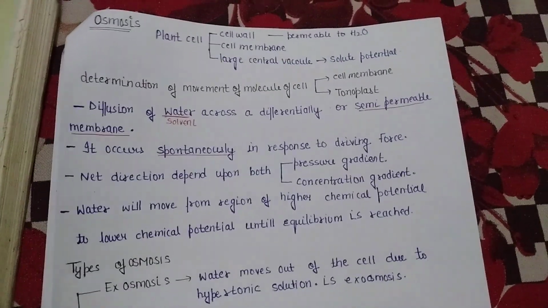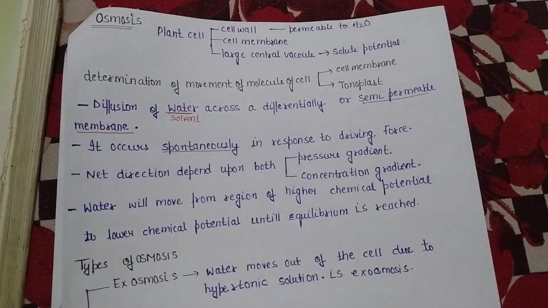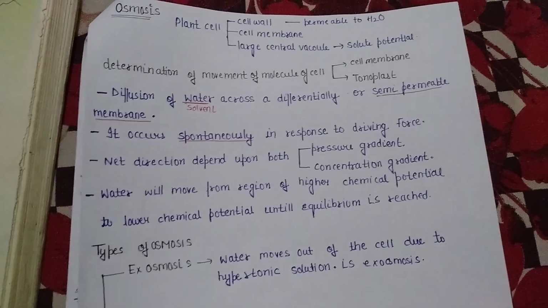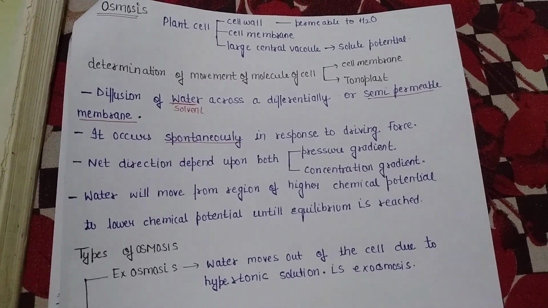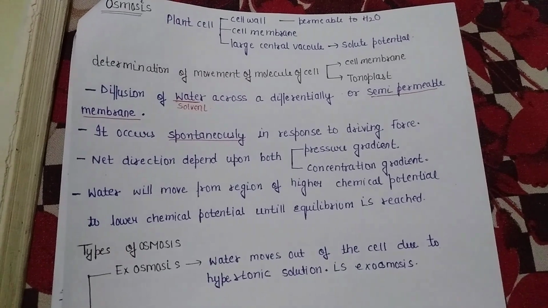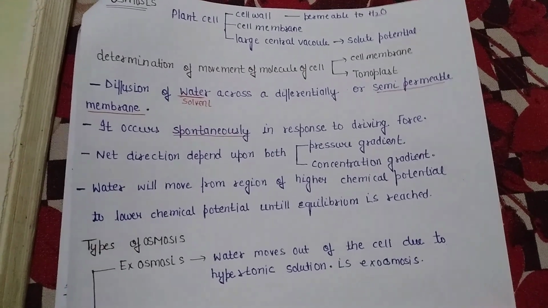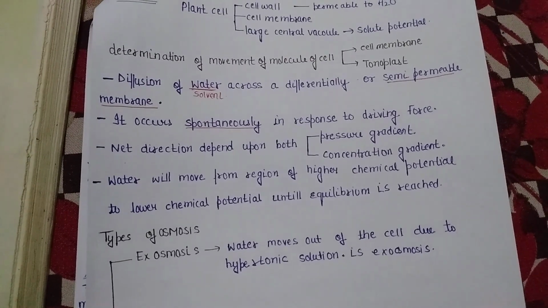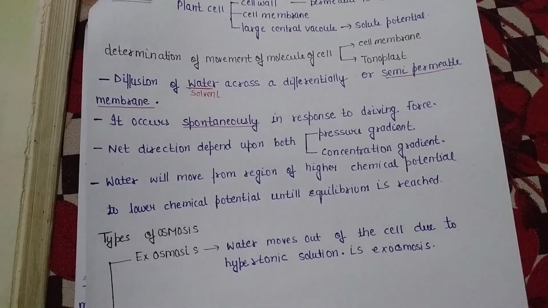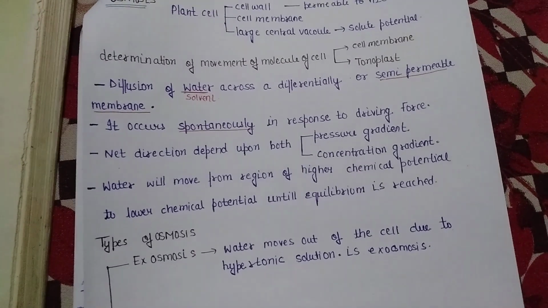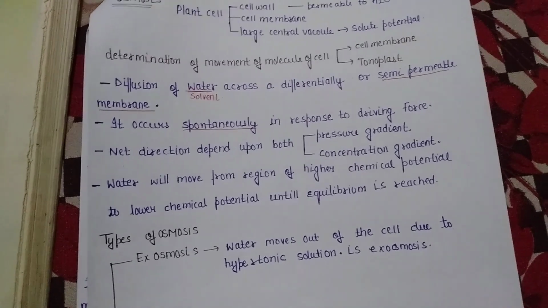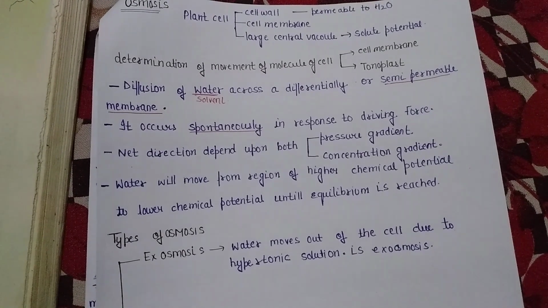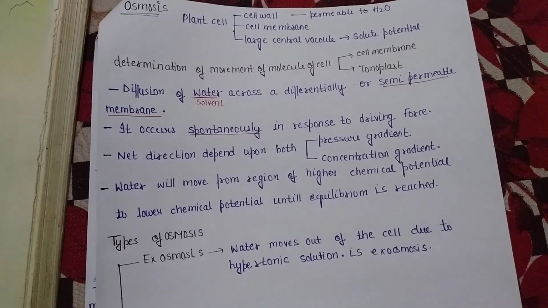Now the third topic is osmosis. Plant cells have a cell wall as the outer covering, then the cell membrane, and a large central vacuole called the central vacuole. And the cell wall is permeable to water. Now the question is how we can determine the movement of molecules in the cell. It can be determined by the cell membrane and the covering of the vacuole. These determine the movement of molecules of the cell because they both depend on these.